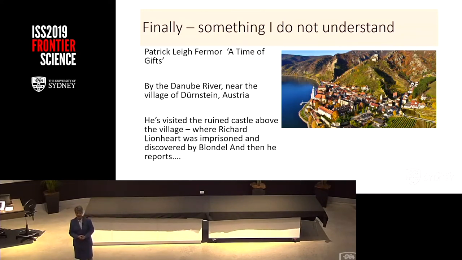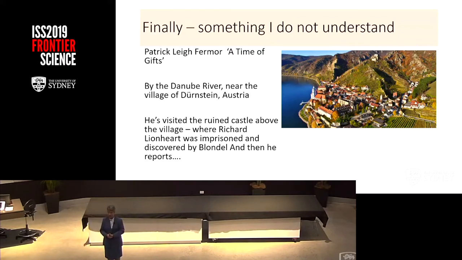He has a musician from his court, a troubadour or a minstrel. His name is Blondel. And Blondel decides he's going to work out which castle Richard the Lionheart is imprisoned in. Blondel and Richard, before all this happened, together made up a song.